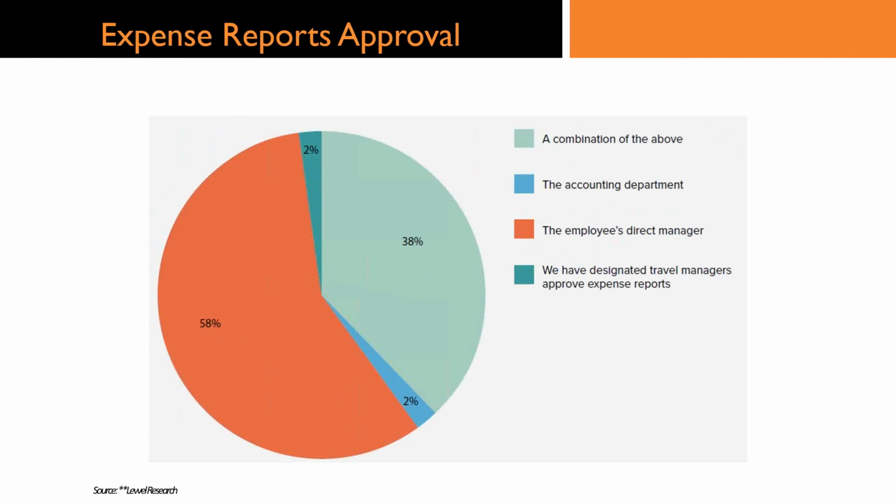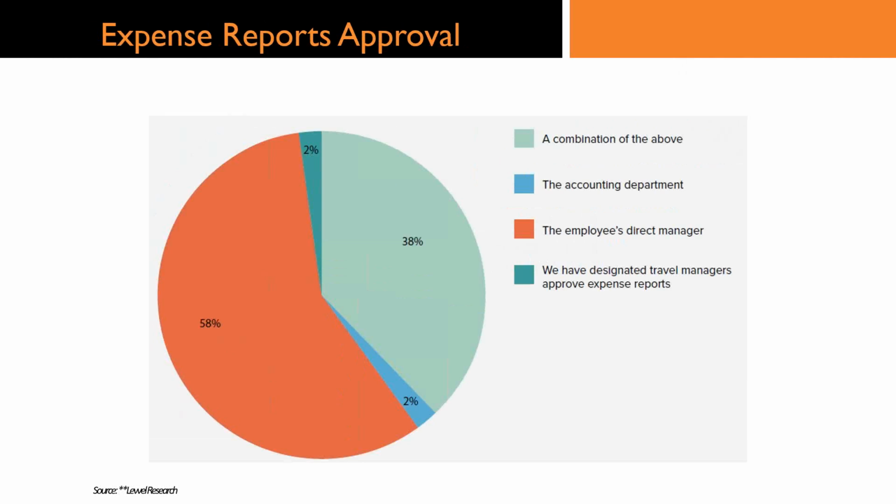So the next step in the process, once expense reports get submitted, of course, is that they need to be approved. In that same research study, it's shown here how expense reports get approved. I'll start from the bottom and work up since the top one says combination. We have designated travel managers approving expense reports. That's that tiny little 2% dark green at the top of your pie chart there. Red, and by far the largest percent, 58% of expense reports are submitted to the employee's direct manager for approval.